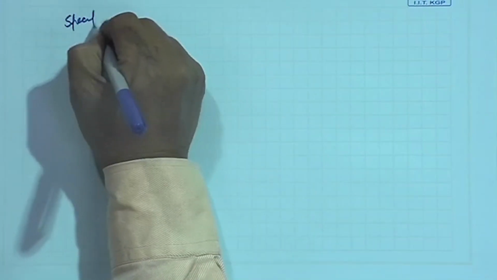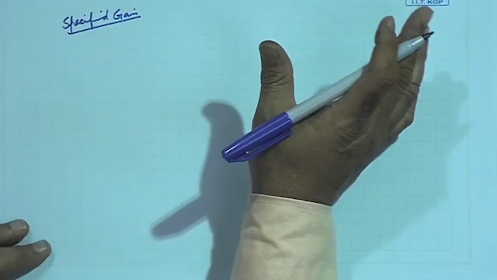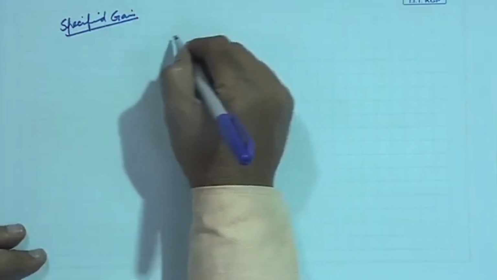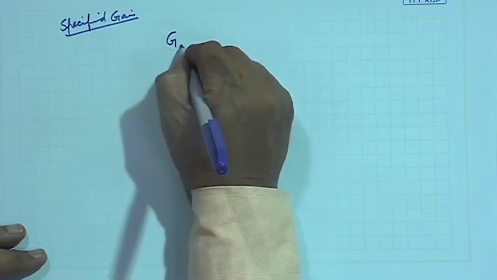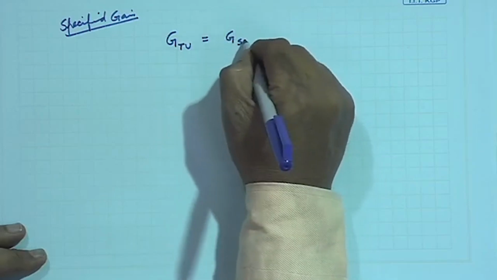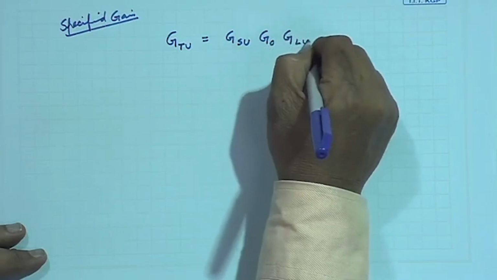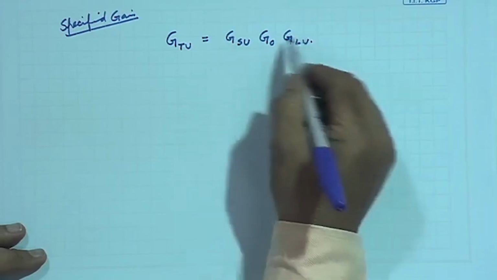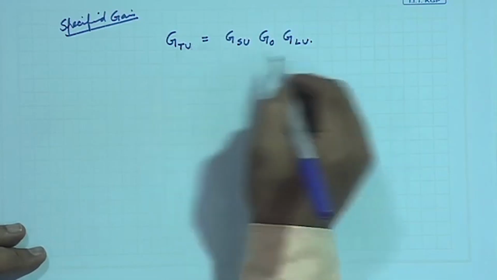So, let us see that procedure for specified gain. That means people will now tell me that you get this much gain. Now, as I already said, in the GTU case also I can divide the gain as GS, G naught and GL. So, input matching section, output matching section. Now, henceforward I leave this subscript U.